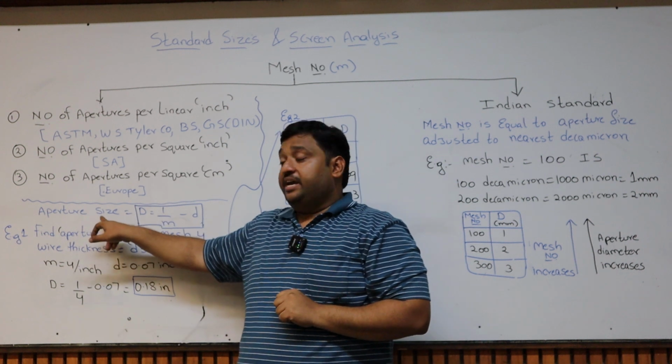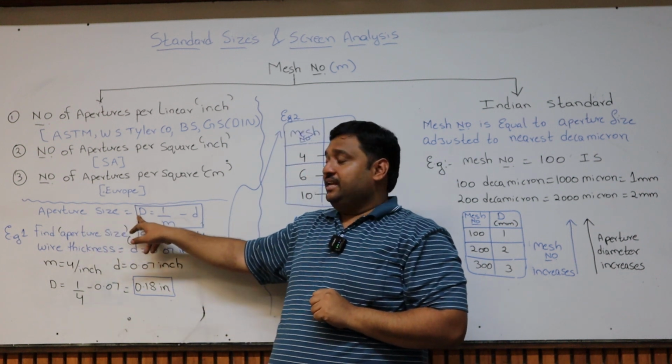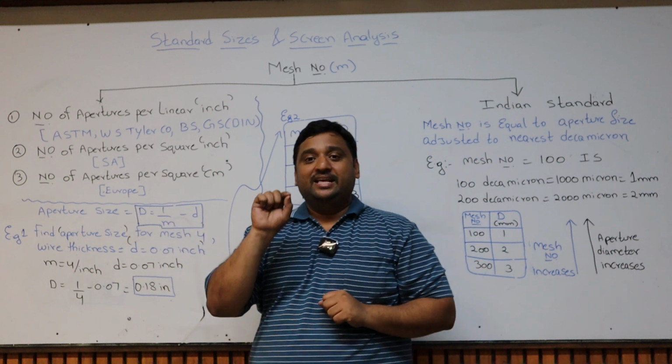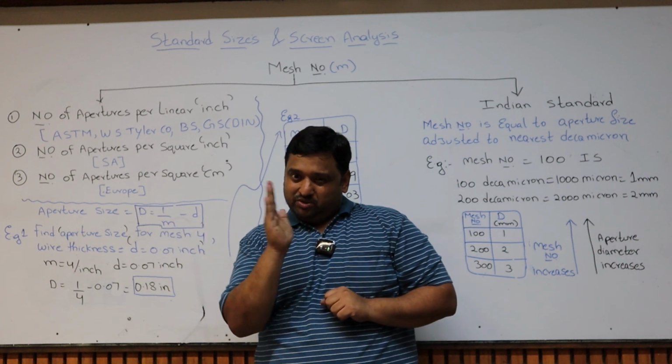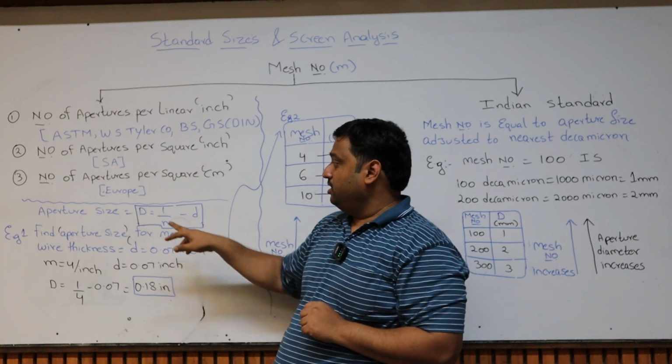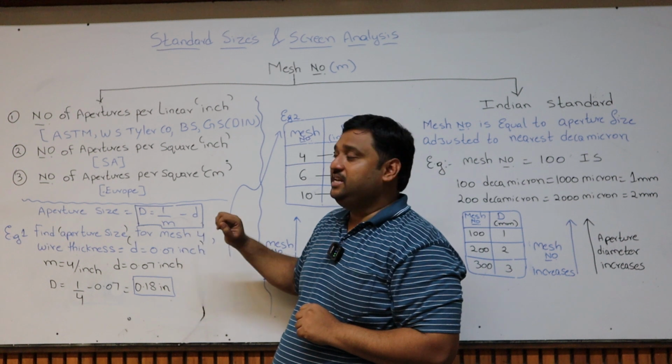The aperture size or opening size, capital D, is equal to 1 by mesh number minus d. Here d is the thickness of the wire, which we have to remove in our measurements. That is why we have to remove it: 1 by M minus d.